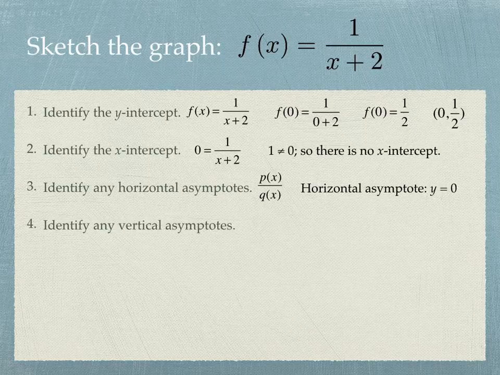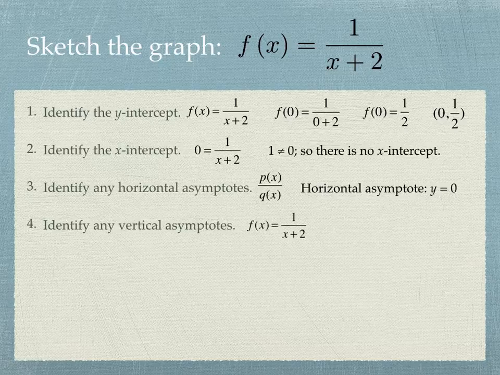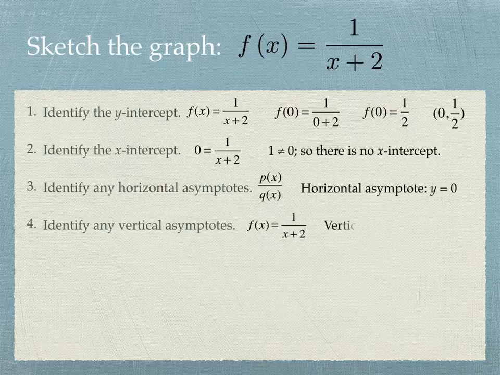Vertical asymptote. We find vertical asymptotes at places where the denominator would equal 0. There is one vertical asymptote at x equals -2.